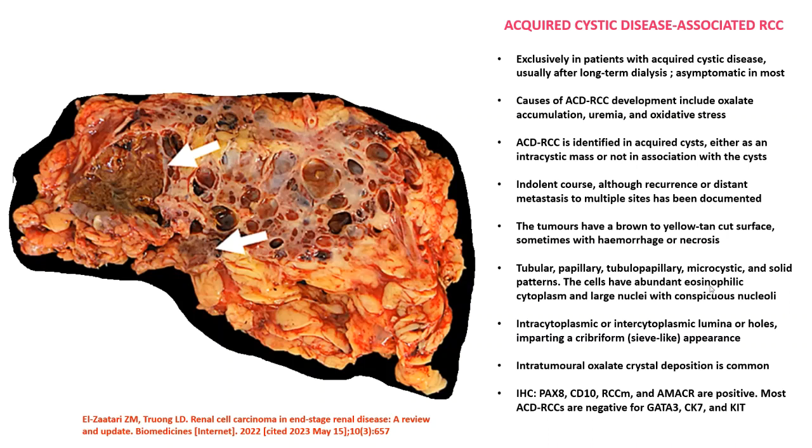The cells usually have conspicuous nucleoli, and an overall appearance is that of a sieve-like cribriform appearance. Another very important distinguishing feature of this particular type of renal cell carcinoma is the presence of brownish intratumoral oxalate crystals. On immunohistochemistry, you get expression of MKR, but the cells are negative for expression of CK7. You also have expression of PAX8, CD10, and RCC marker antigen.